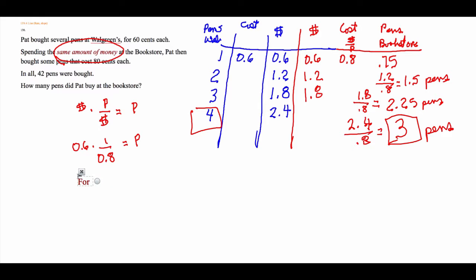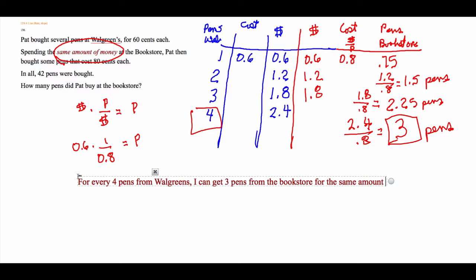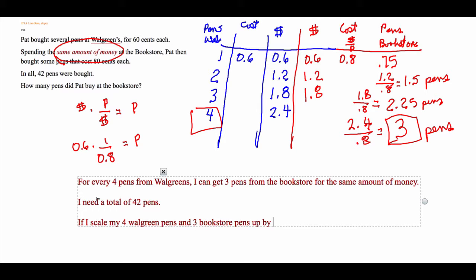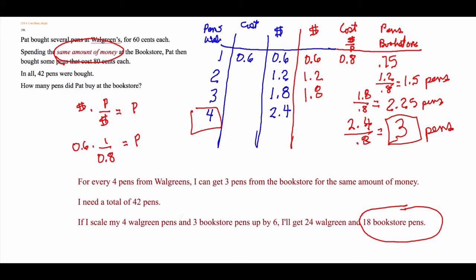And what this means is that for every 4 pens that I buy at Walmart, I'm going to buy 3 pens at the bookstore for the same amount of money, because they're the same. And I need to know a total of 42 pens. So if I scale up the number of pens from Walmart and the number of pens from the bookstore by 6, then I'll get 6 times 7 is 42. So I'm going to get 24 pens from Walmart and 18 pens from the bookstore, which is what we were looking for. Remember, that's what we were wanting to get in the first place.